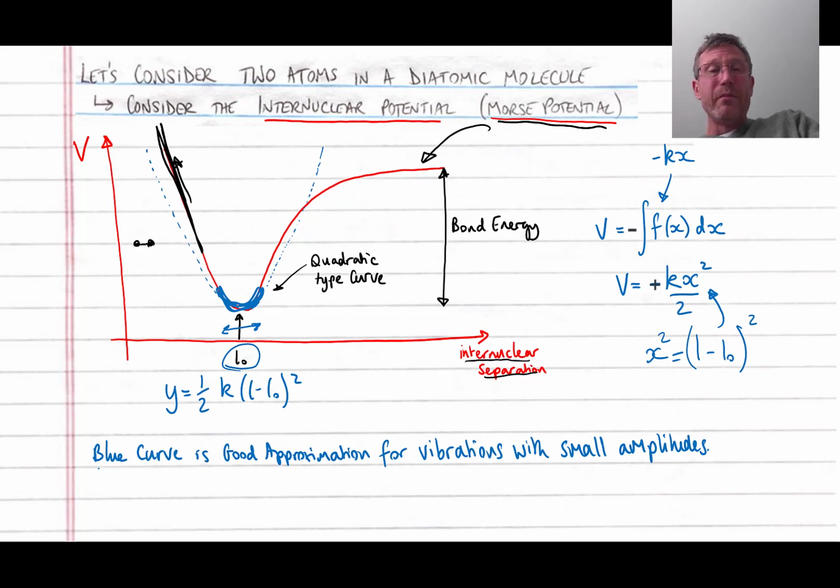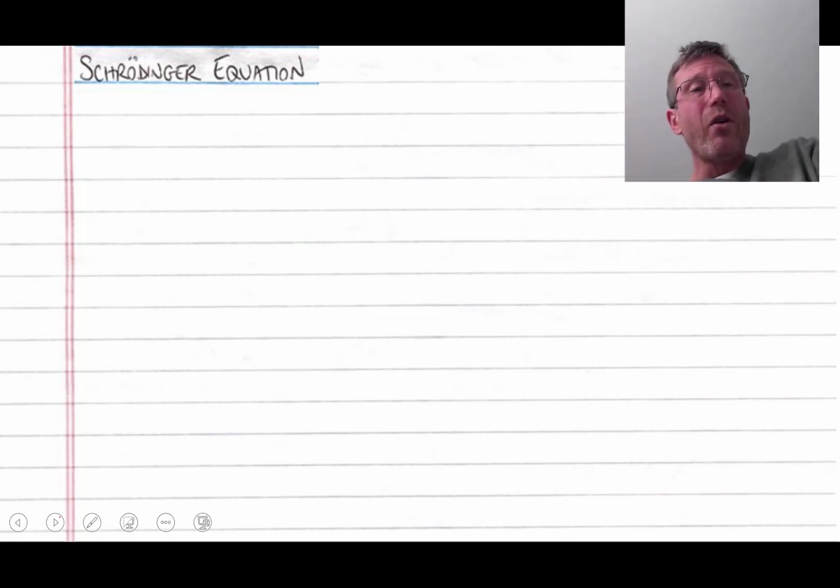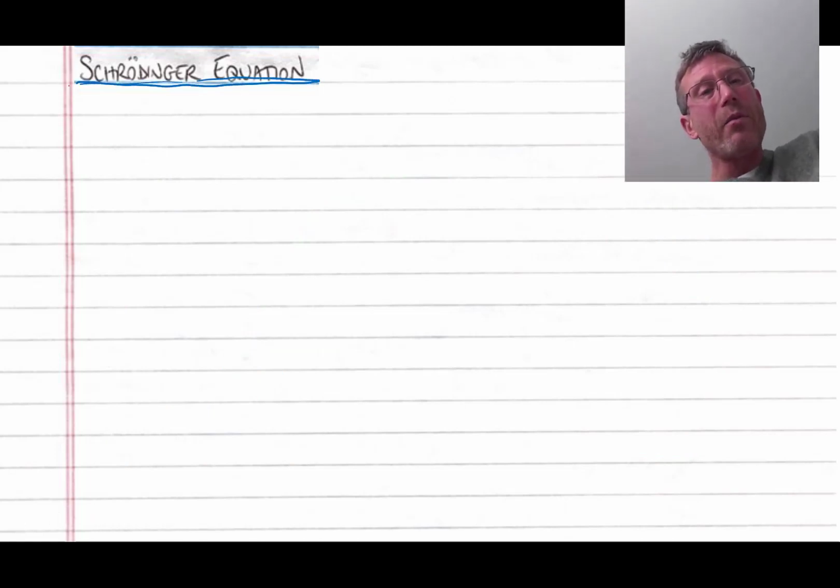So this is where we say to ourselves the diatomic molecule is similar enough to the harmonic oscillator that we can build a Schrodinger equation for this diatomic system based on that classical description. So let's look at the Schrodinger equation here. What would our Schrodinger equation look like?